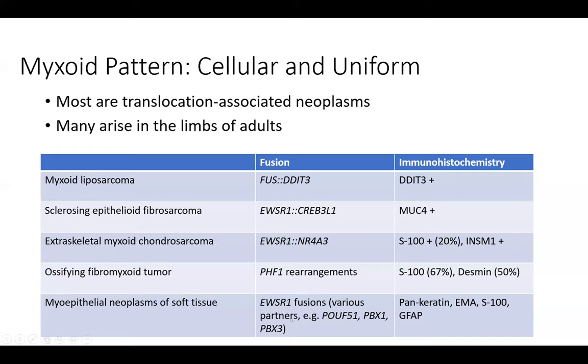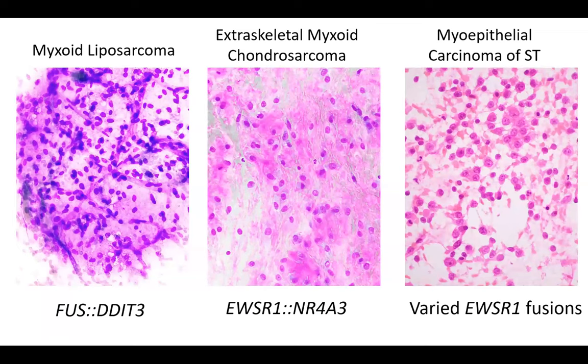Here you can see the characteristic fusions, and something that is somewhat problematic is that EWSR1 is a fusion associated with several of the entities in this table. So some of the immunophenotypes are going to be helpful in separating these out, such as MUC4 in sclerosing epithelioid fibrosarcoma, and keratin co-expression with S100 and GFAP in myoepithelial neoplasms of soft tissue. Comparing three of these side by side, for myxoid liposarcoma, the diagnostic markers are DDIT3 immunohistochemistry or FUS FISH. These will have the very typical crow's feet, thin-walled branching vessels, and a very uniform cell population, which is characteristic of all entities in this differential.